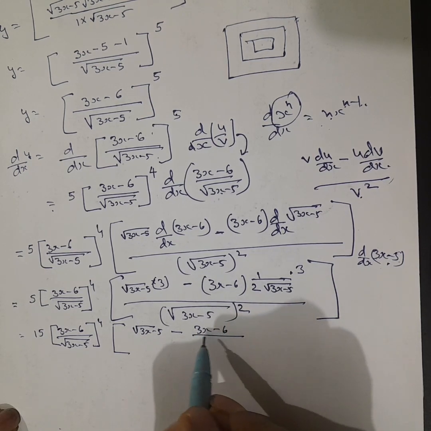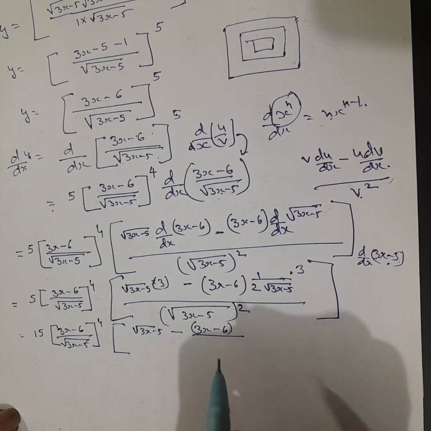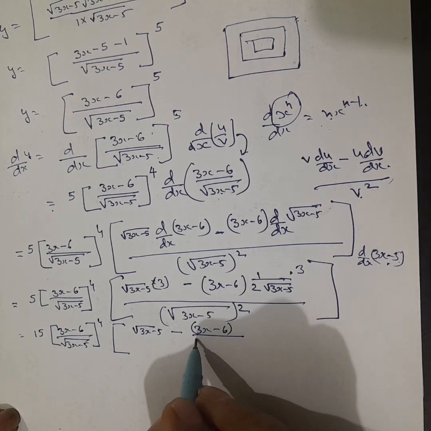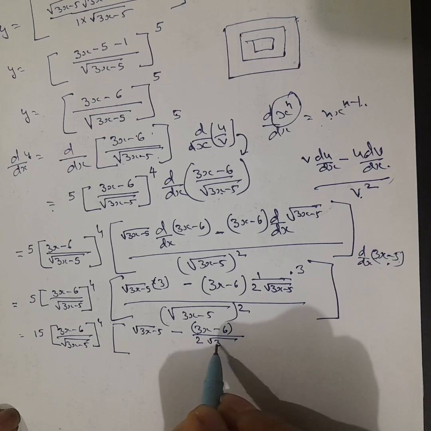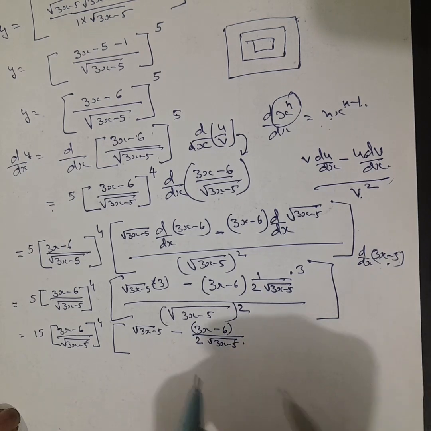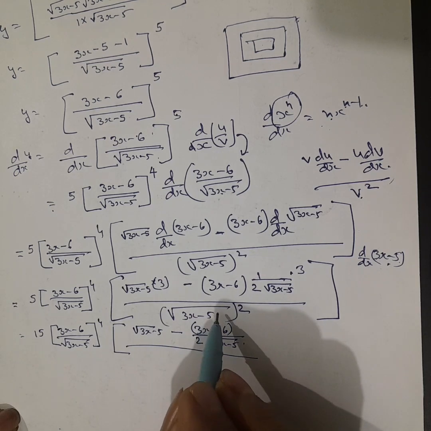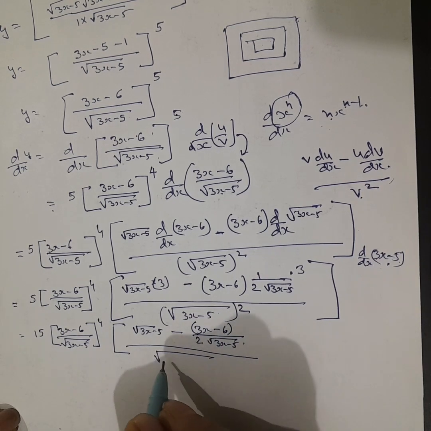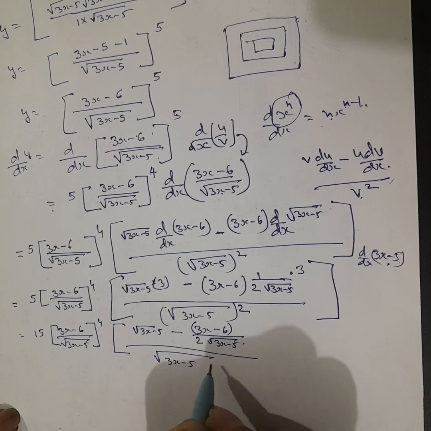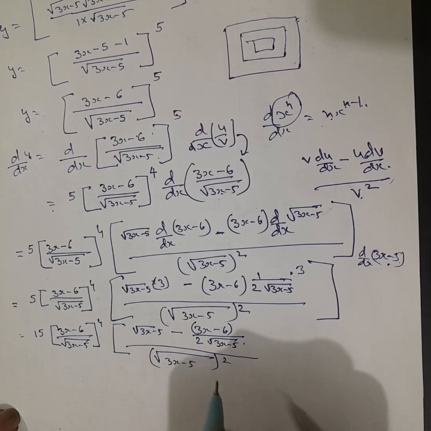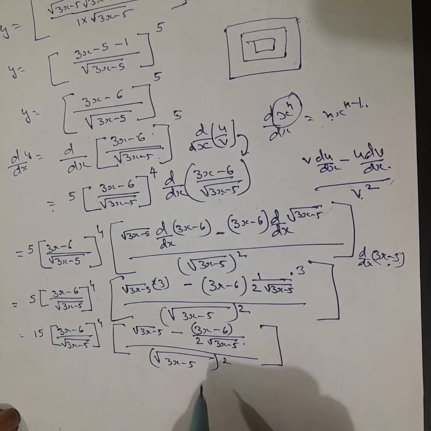This comes to 3x minus 6 upon 2 root 3x minus 5, alright, the whole divided by root of 3x minus 5 the whole square. Actually, this also we could have changed to just 3x minus 5, as root and square disappear. Alright, that's what we would do in the next step.